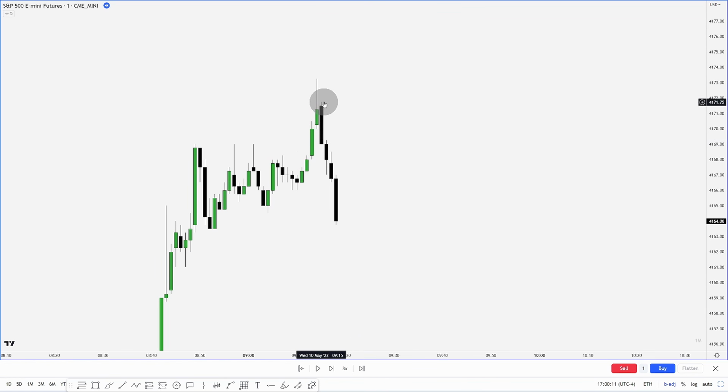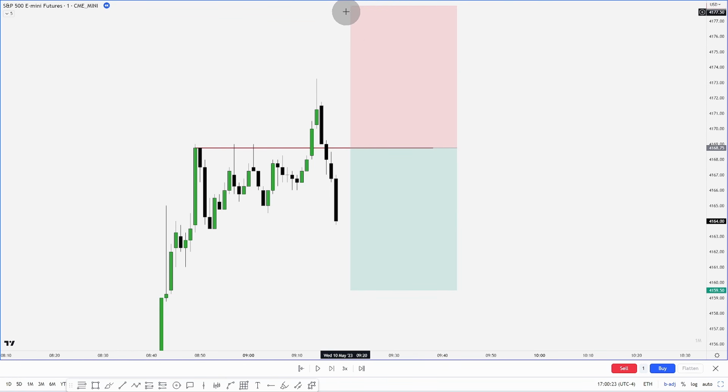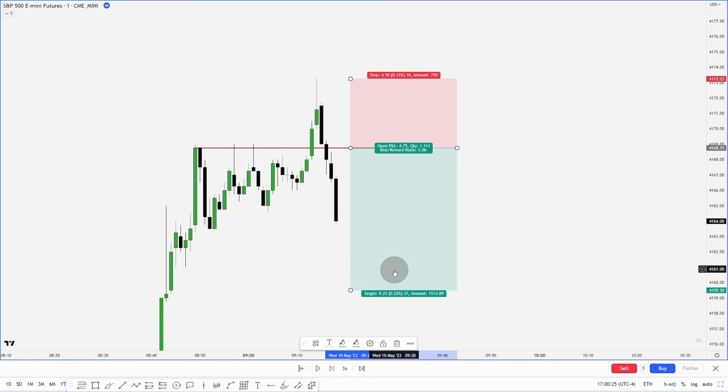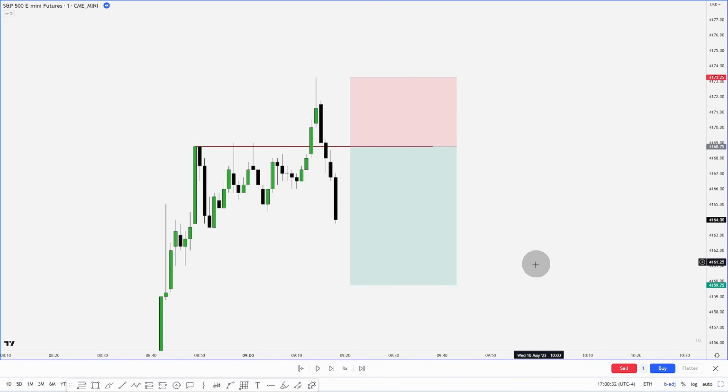So what am I looking for? I go to the displacement, I look left, which highs were ran. I will use the highest bodies, and then I am looking for a short setup right here, a stop on this high, and then looking for the other side of the range, or in this case, I'll just go for 2R before runners.